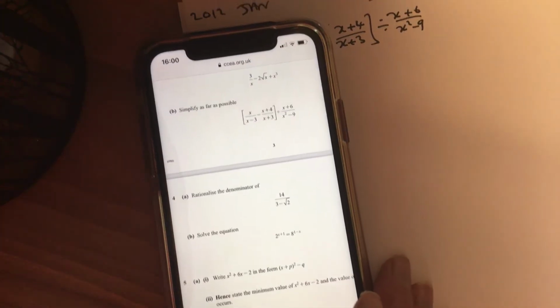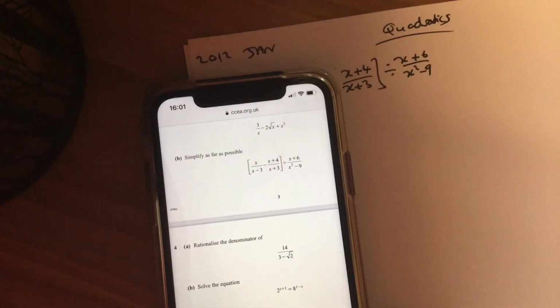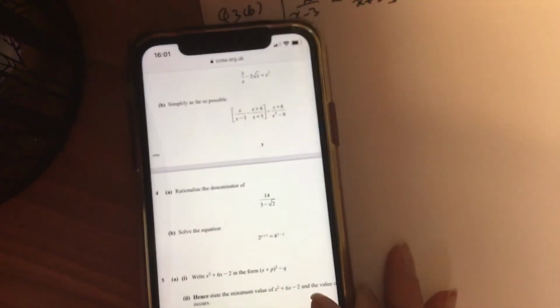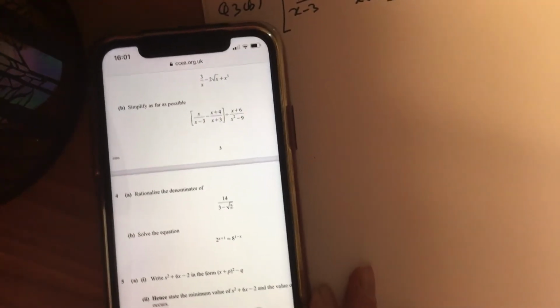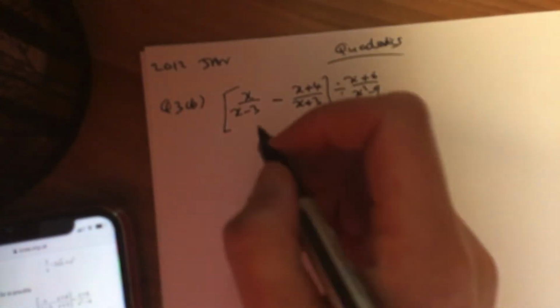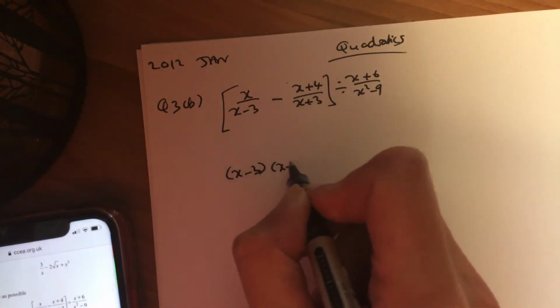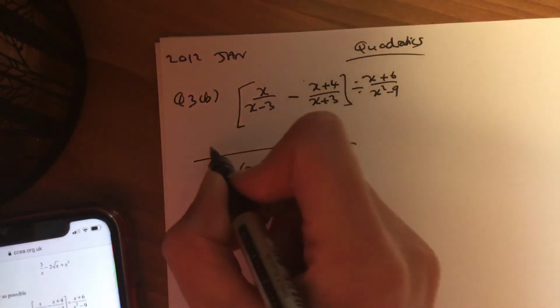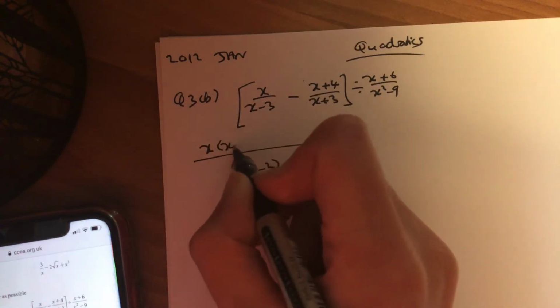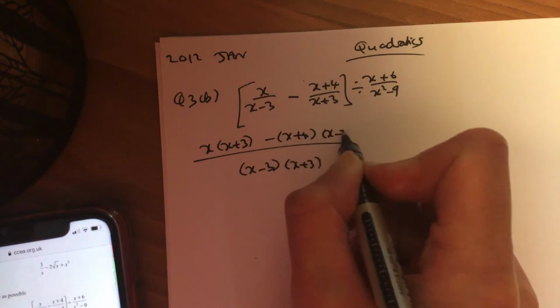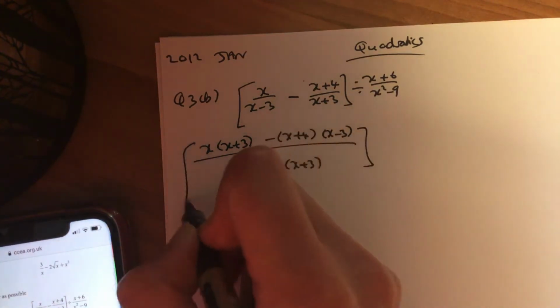Okay, next one we're going to look at is the 2012 C1 paper, January. I'm going to start off with question 3b, just simplifying one there. First of all, adding fractions, make the bottoms the same. So both of them will be x minus 3, x add 3. The first fraction needs an extra x plus 3. The second fraction needs an extra x minus 3.